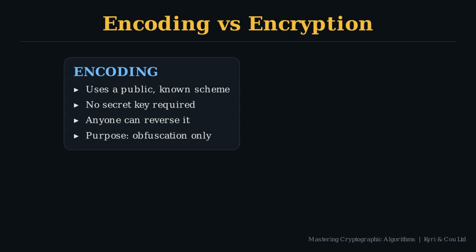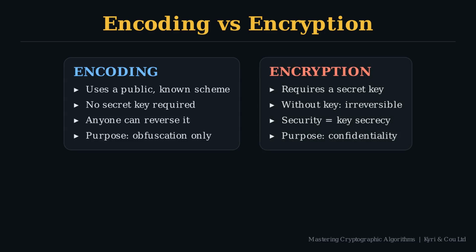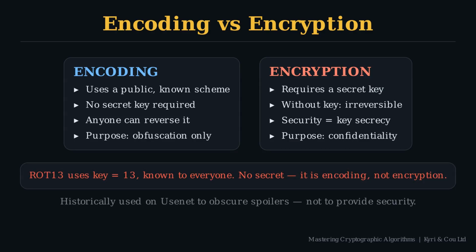This brings us to an important distinction. Encoding is a transformation using a public known scheme. Anyone who knows the scheme can reverse it. There is no secret. The purpose is format conversion or light obfuscation, not security. Encryption requires a secret key. Without that key, reversing the transformation must be computationally infeasible. All security comes from keeping the key secret. ROT13 uses a fixed key of 13 that everyone knows. There is no secret involved. It is encoding. The Caesar cipher with an undisclosed key is encryption, weak as it is. ROT13, by definition, is not.